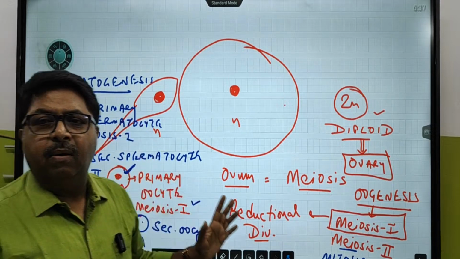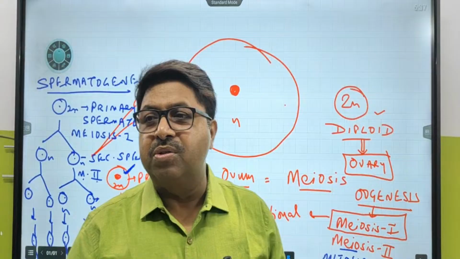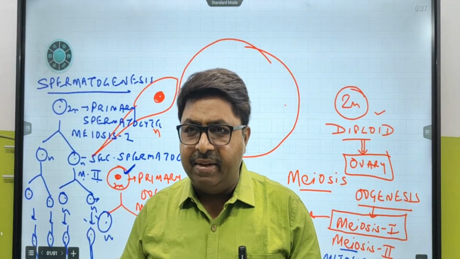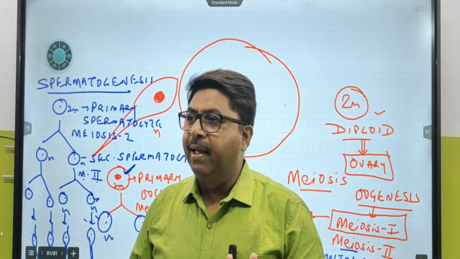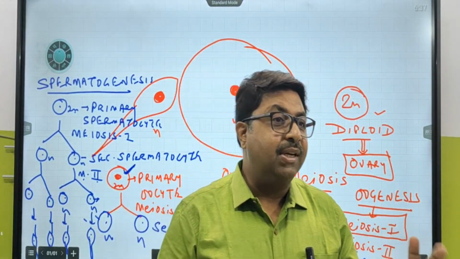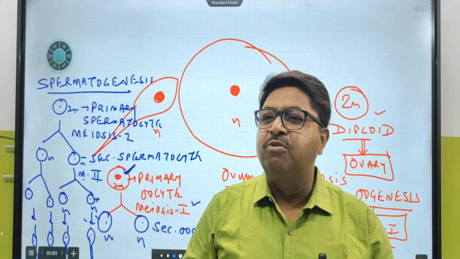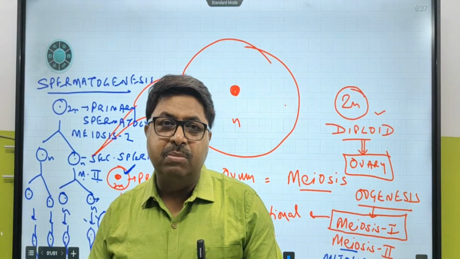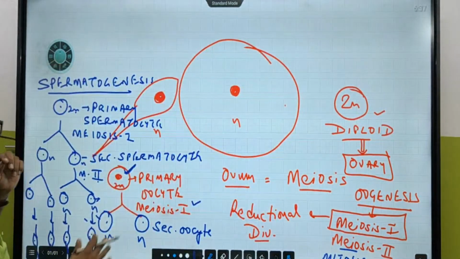So ultimately, what is the significance of meiosis? Number one, the chromosome number reduces. It helps in the decrease of the chromosome number. Number two, it helps in variation. Without the meiosis process, variation is never possible. Clear? So there are two significances of meiosis.